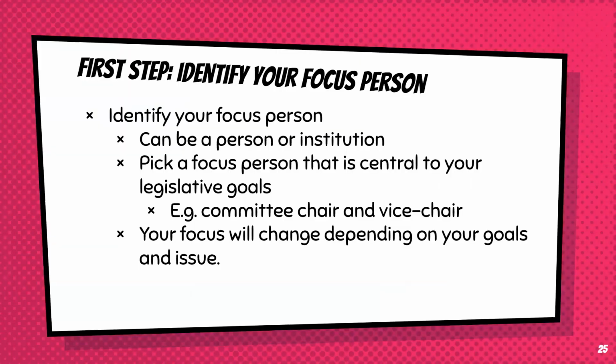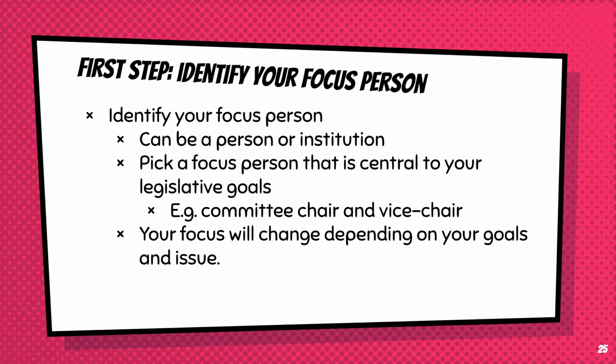The first step of a power map is to identify your focus person or institution. This is a key decision maker or a person of importance in your efforts to seek legislative change. This person or institution will be at the heart of your power map. So for instance, for a bill such as BNP's efforts to repeal common night walking, this could be a key lawmaker who will help decide the fate of the bill.